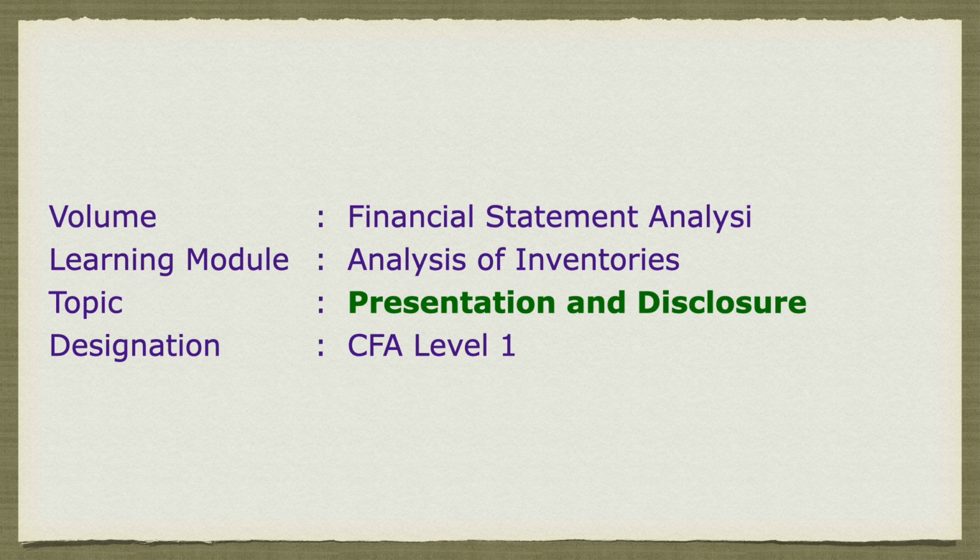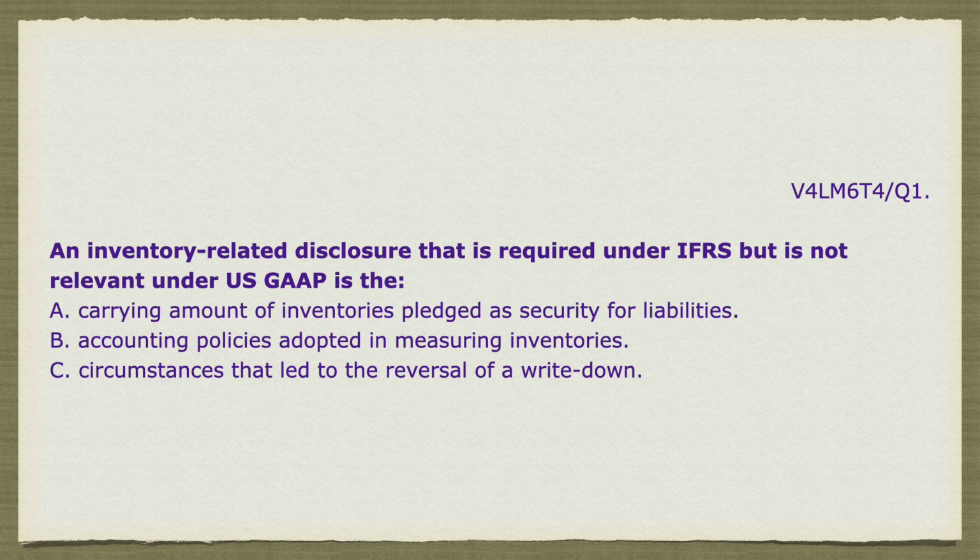Topic: presentation and disclosure. An inventory-related disclosure that is required under IFRS, but is not relevant under US GAAP is the: A. Carrying amount of inventories pledged as security for liabilities. B. The accounting policies adopted in measuring inventories. C. The circumstances that led to the reversal of a write-down.